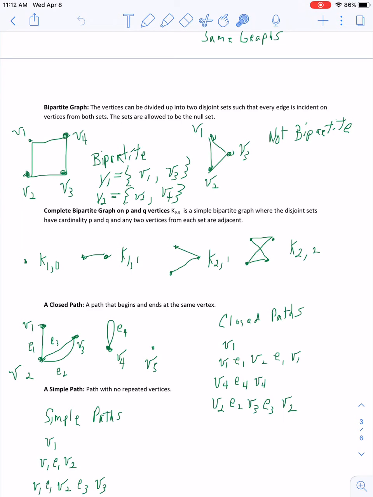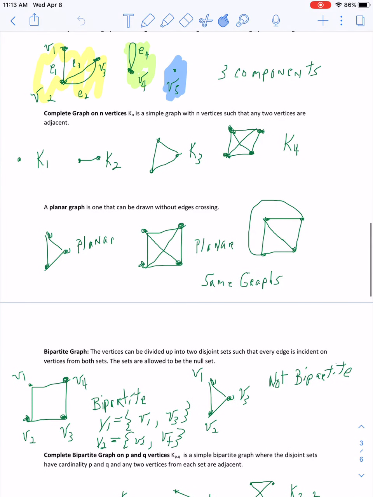All right, now let's look at K_{1,1}. That's where I have one vertex in one set, one vertex in the other set. So I'm going to write all my vertices in one set over here, all my vertices in the other set over here. And the point is, I have to have an edge between everything from here and everything from here. So this is what K_{1,1} looks like. You will notice as well that K_{1,1} is the same as K_2.